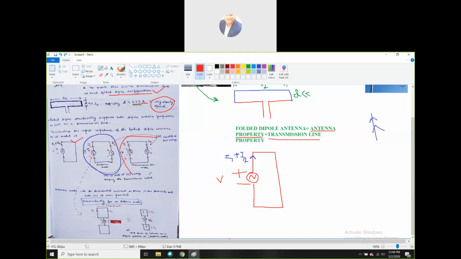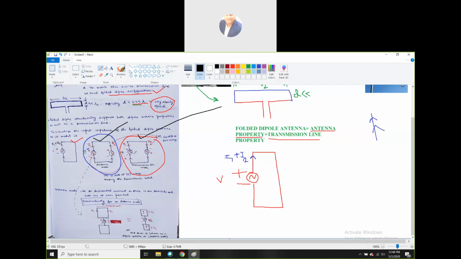So in one configuration it behaves as an antenna, and in another configuration it behaves as a transmission line. What I mean is, in the case of the folded dipole, it is a combination, or rather it supports both the antenna configuration as well as the transmission line configuration. And basically we equate both the transmission line and the antenna configuration and derive the parameters.